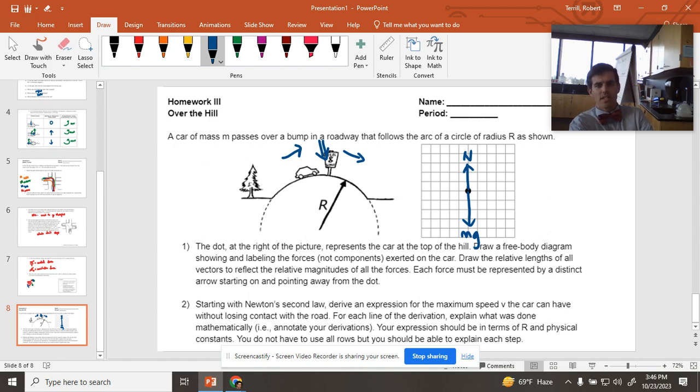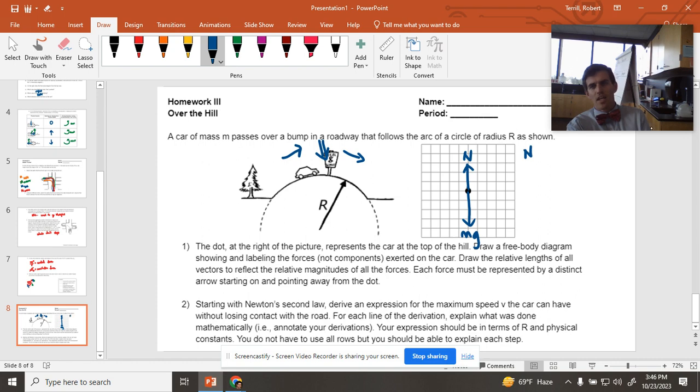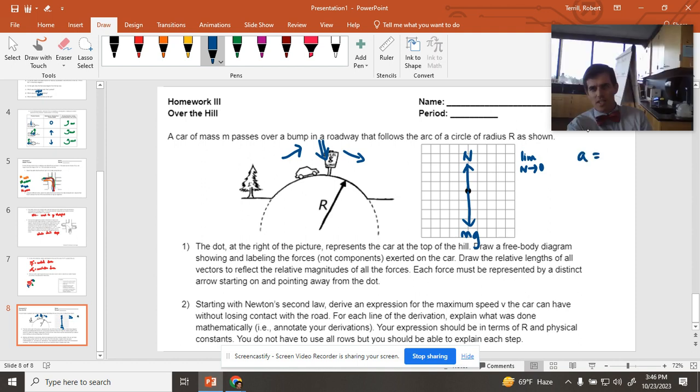Cool. So then we start doing the derivation, trying to find the maximum speed the car can have without losing contact with the road. And the maximum speed that it can have is basically where n is very, very close to zero. It's not actually zero. To borrow some calculusy terms, it's the limit as n approaches zero, like the absolute fastest it can go before the wheels break loose. So the formula or the derivation is going to look something like this.